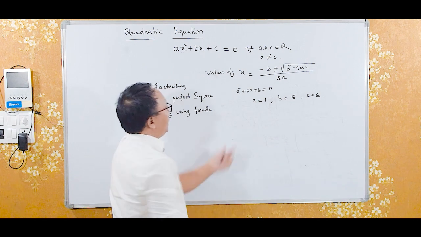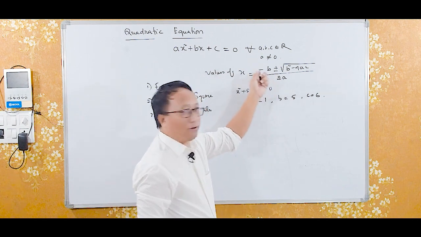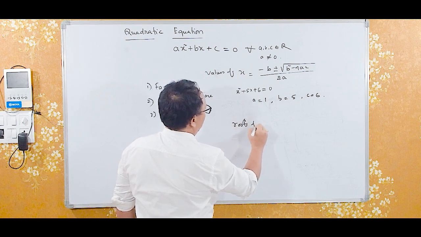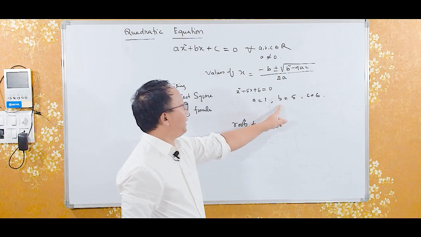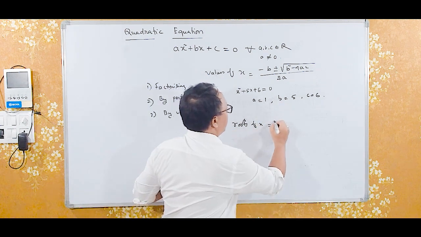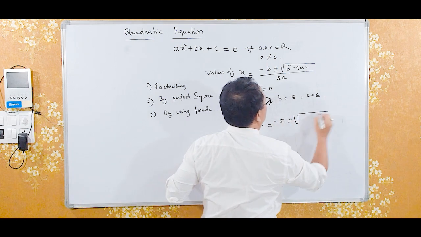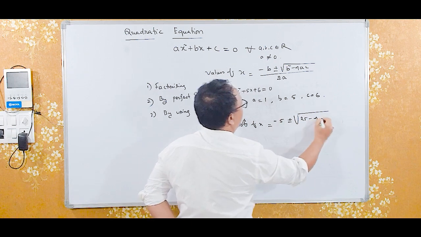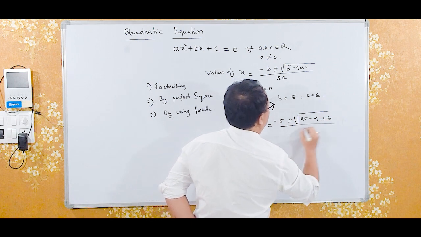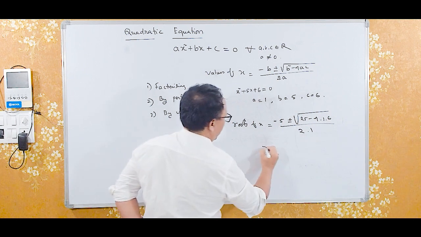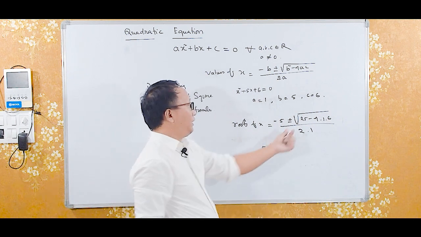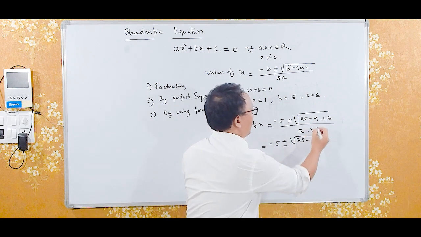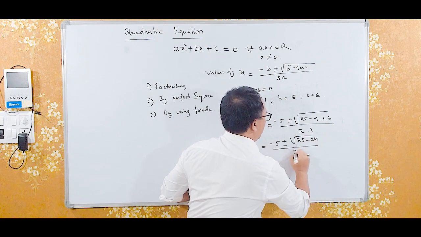Now, if we substitute these a, b, c in this formula, to select values of x, or you can say roots of x. Roots of x equals minus b. Over here, b is 5. Minus b means minus 5 plus minus square root of b square, which means 5 square is 25, minus 4, a is 1 and c is 6, upon twice a, which is 2. Minus 5 plus minus, over here, square root 25 minus 24 upon 2.